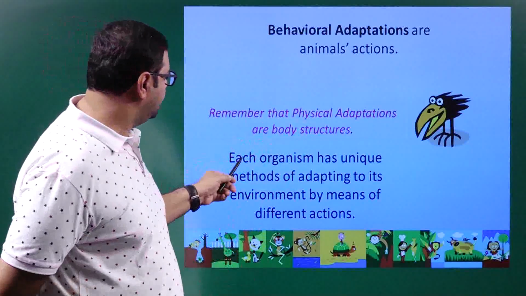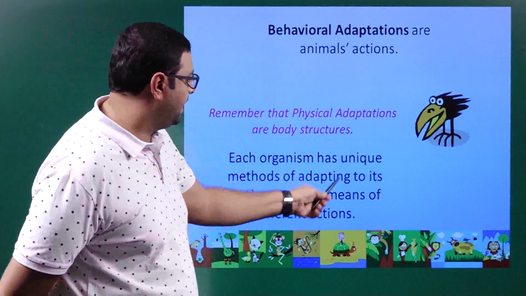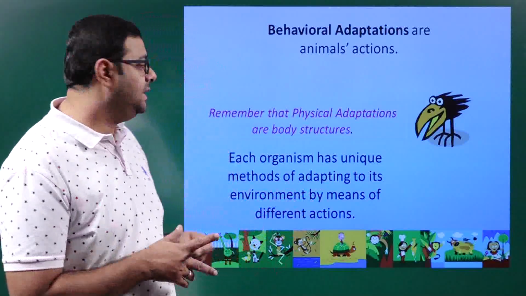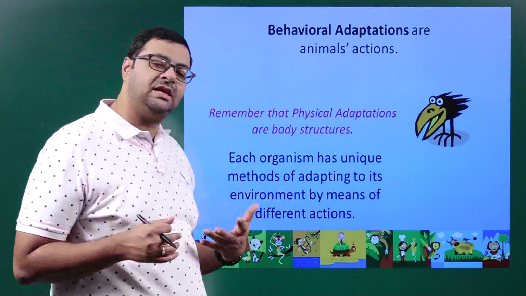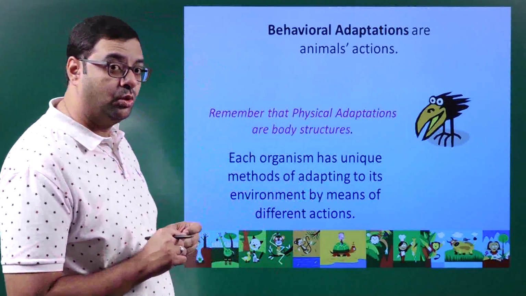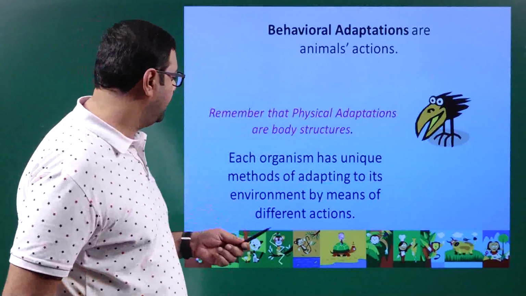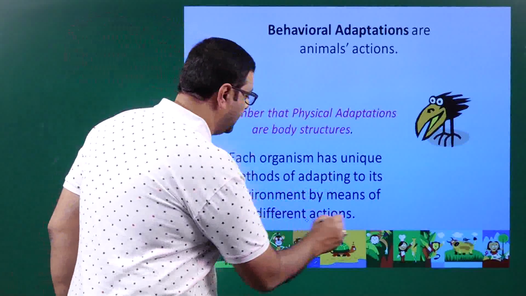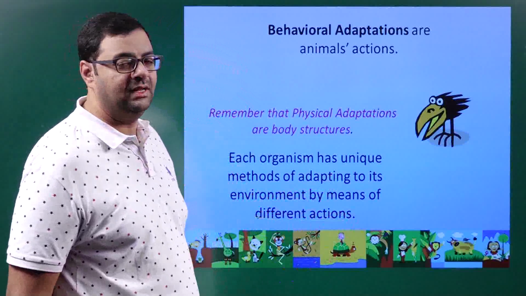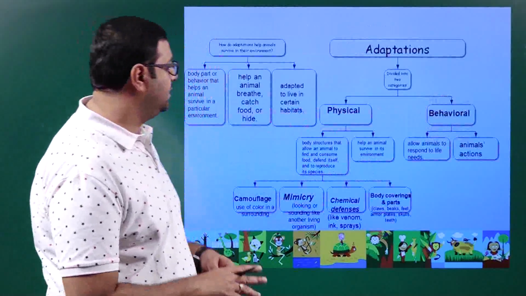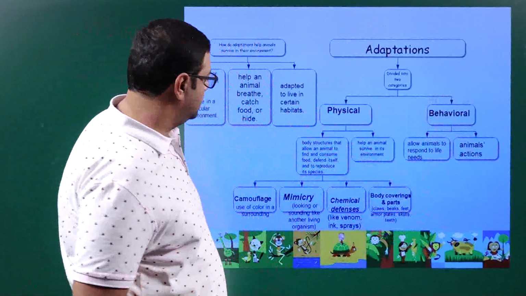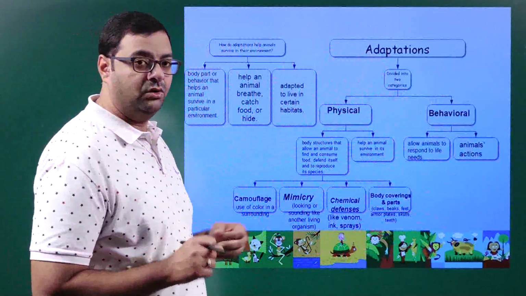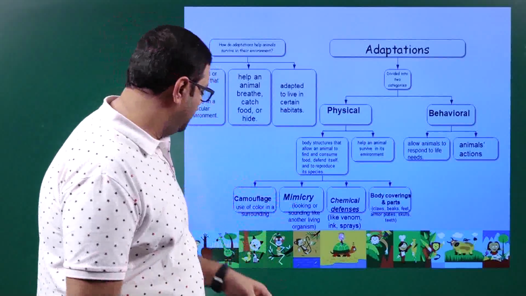Each organism has unique methods of adapting to its environment by means of different actions. So the organism adapts itself to the conditions which are thrown by nature, by different actions. This is the other one that we are looking at, by the different actions, how the animal is behaving. So that is the animal actions. We have completed this entire chart. I hope you have made a note of the points. Now, moving on.